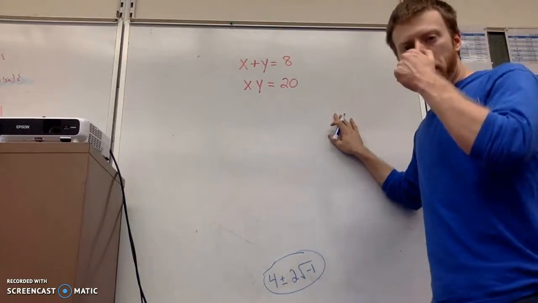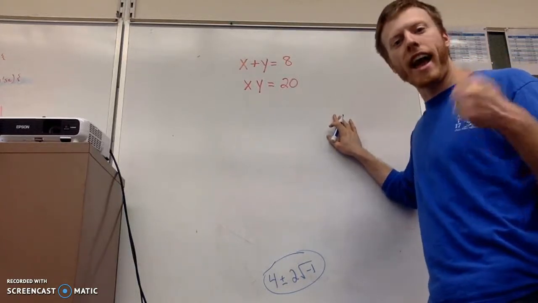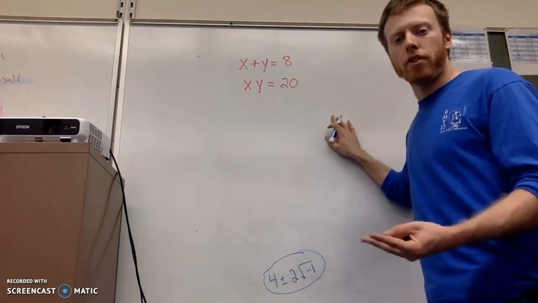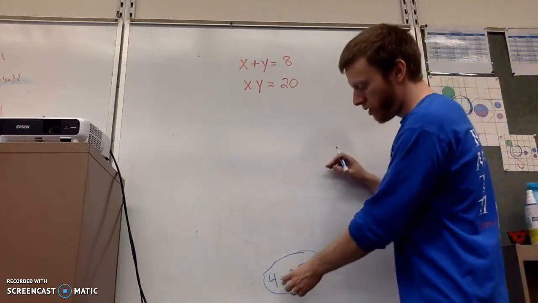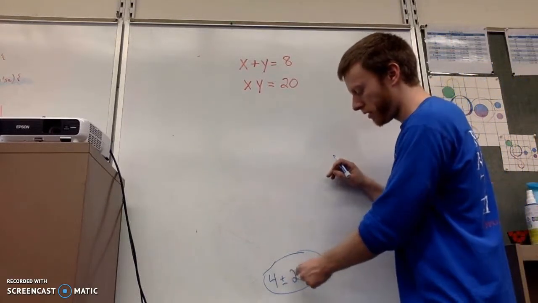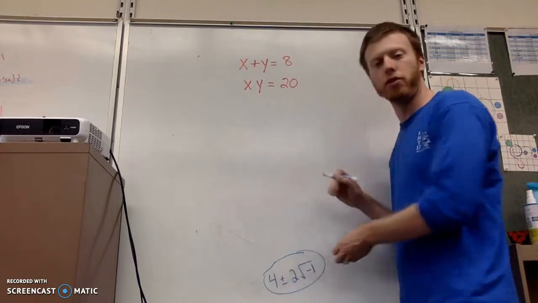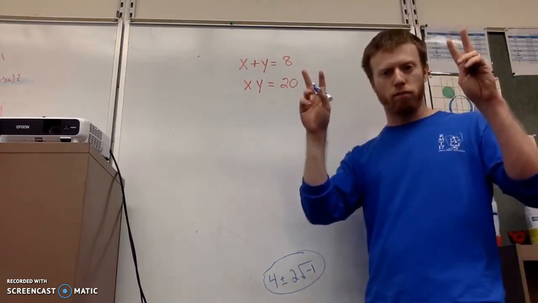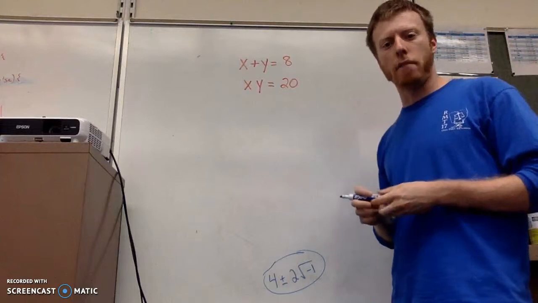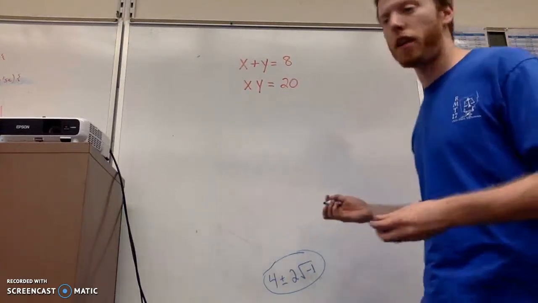So again, we were trying to find two numbers such that when you add them together, they get 8. Okay? So we've got two numbers here. We have 4 plus 2 square root of negative 1 and 4 minus 2 square root of negative 1. Okay? Those are numbers, I guess. They have two solutions. So let's see if it works.